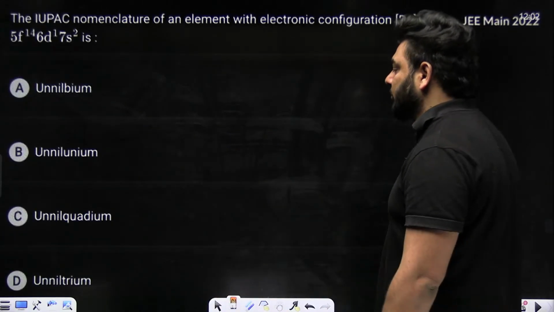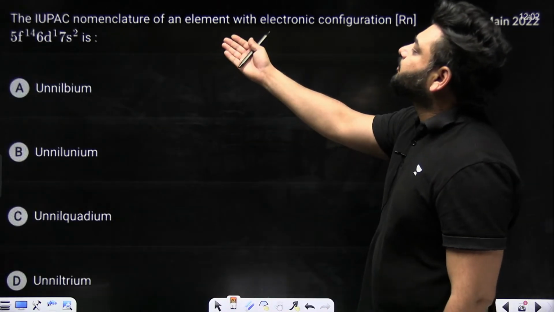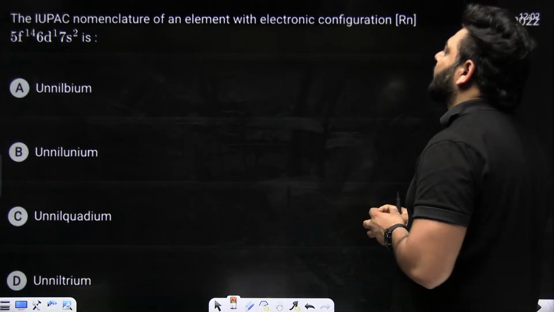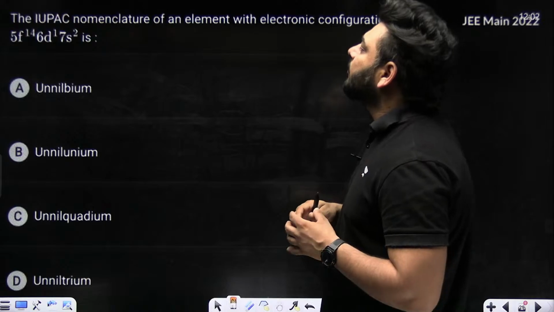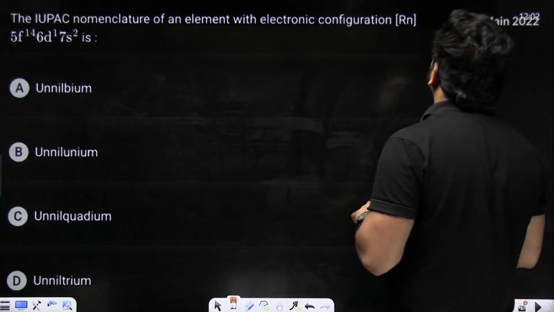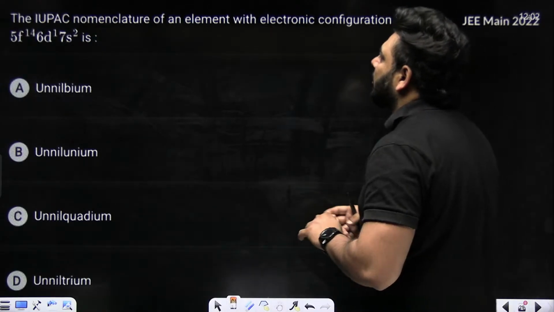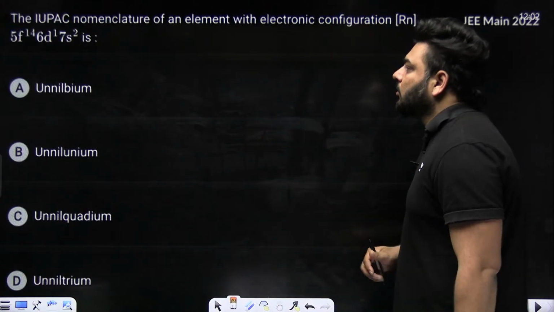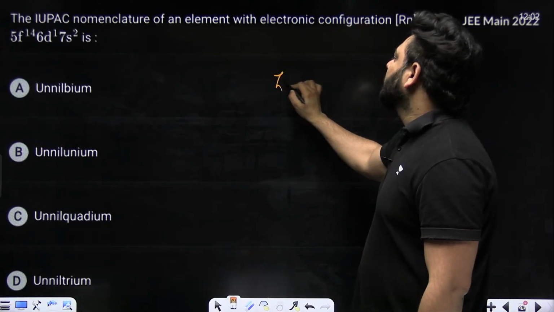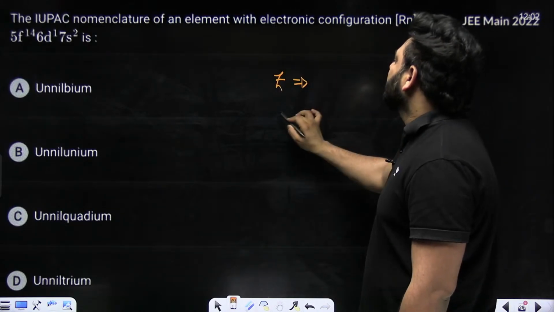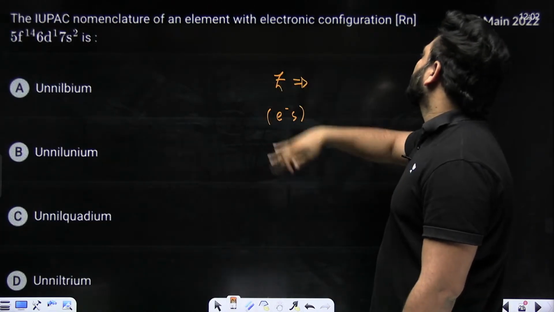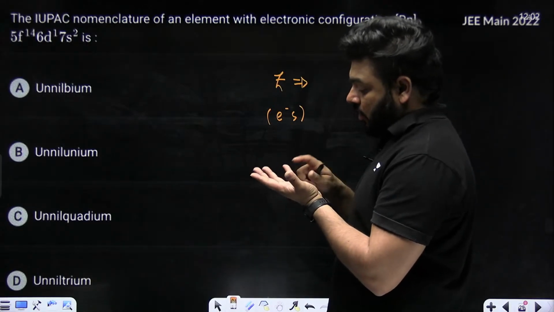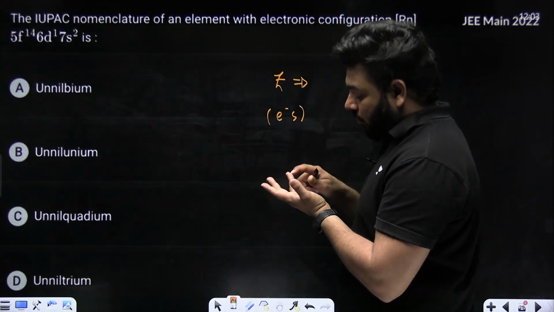learning part of the question. Next question is the IUPAC name of the element which has electronic configuration of radon 5f14 and so on. So first of all, we need to write this properly just to understand which element we are talking about, and the atomic number we can know. So how can you do it? You first find out the atomic number by simply summing all the electrons over there. So what is the atomic number of radon? See, helium, neon, argon, krypton, xenon, radon.